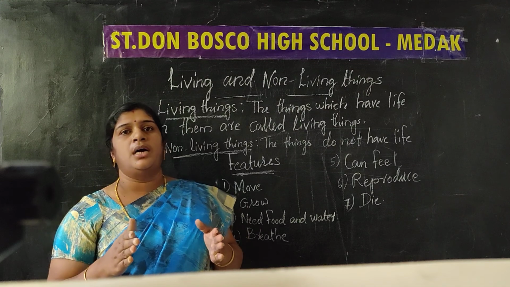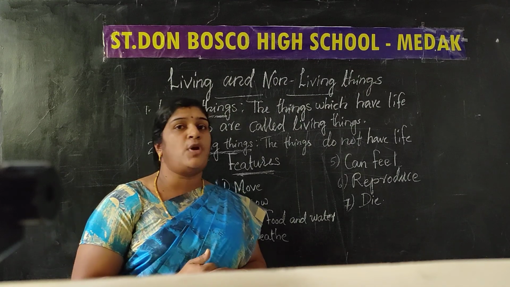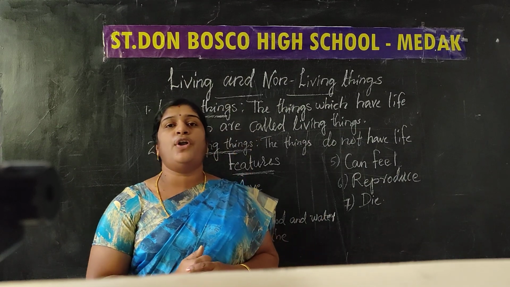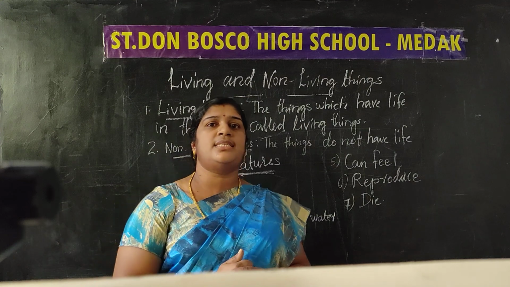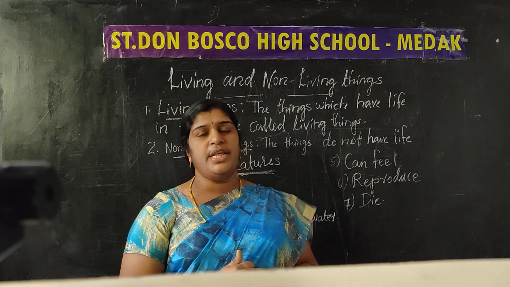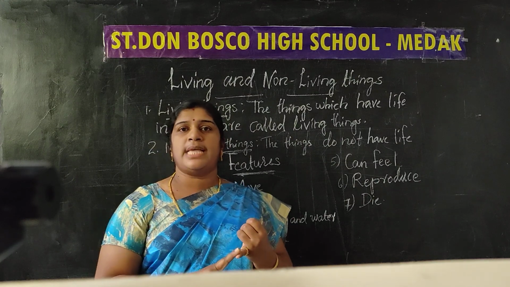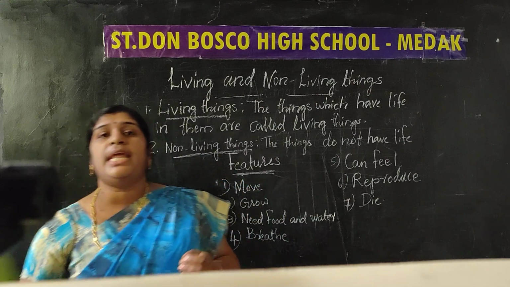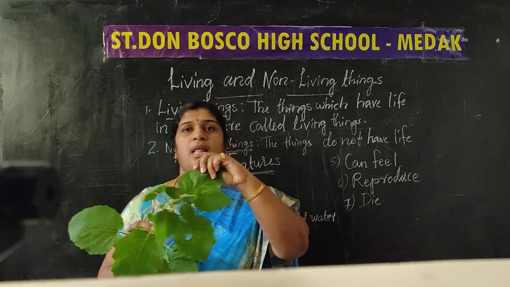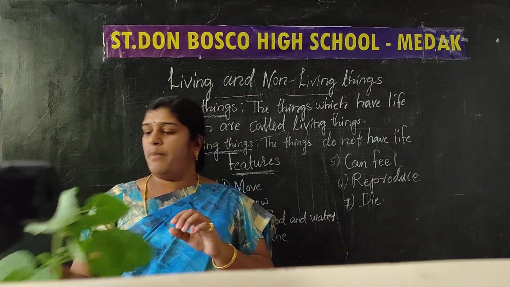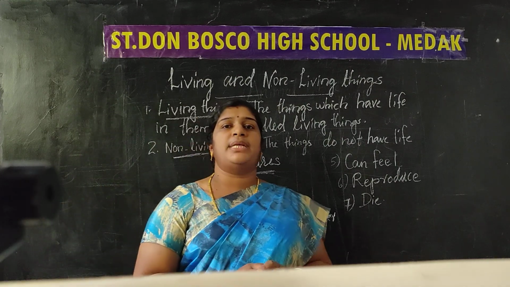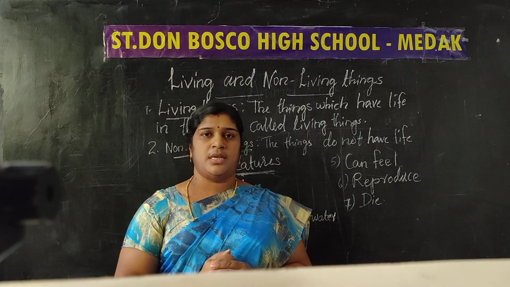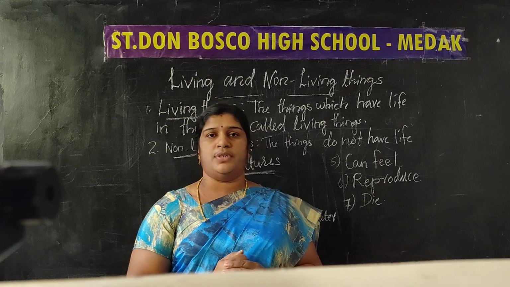Plants prepare their own food. By which process? Do you know that process? Photosynthesis. What is the name of the process? Photosynthesis. What is photosynthesis? Plants prepare food with the help of carbon dioxide, water and a green colored pigment called chlorophyll, with the help of chlorophyll and in the presence of sunlight. That process is called photosynthesis. So plants prepare their own food.